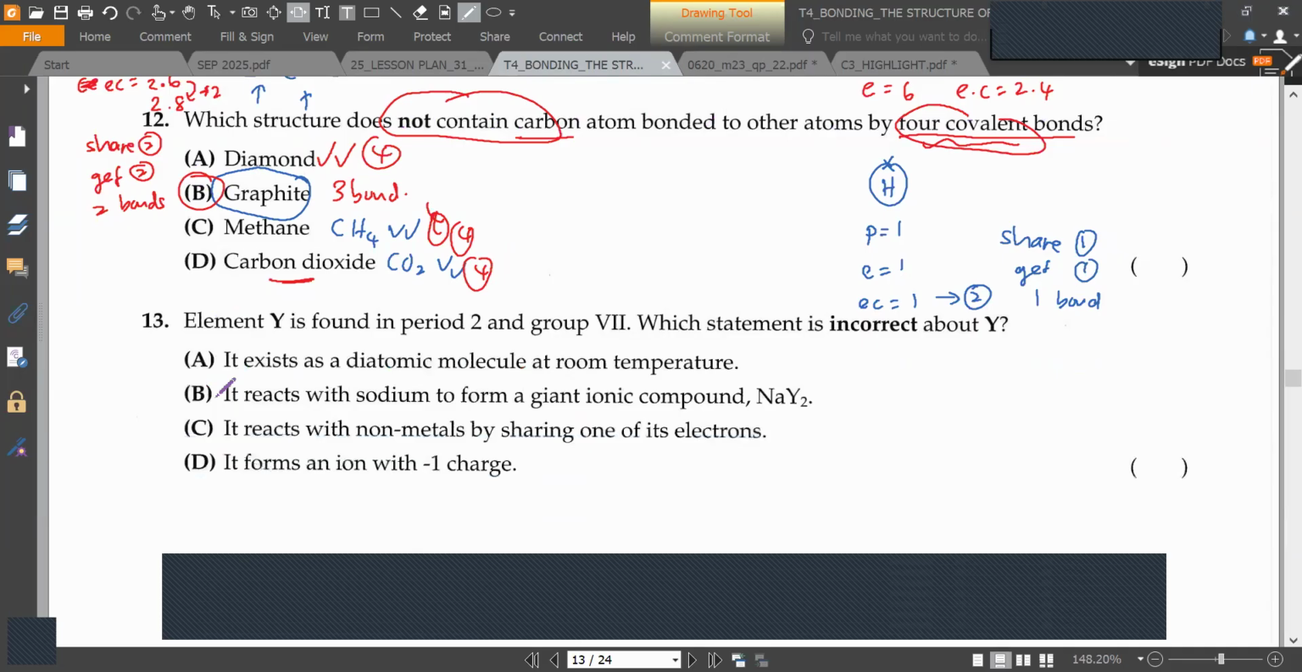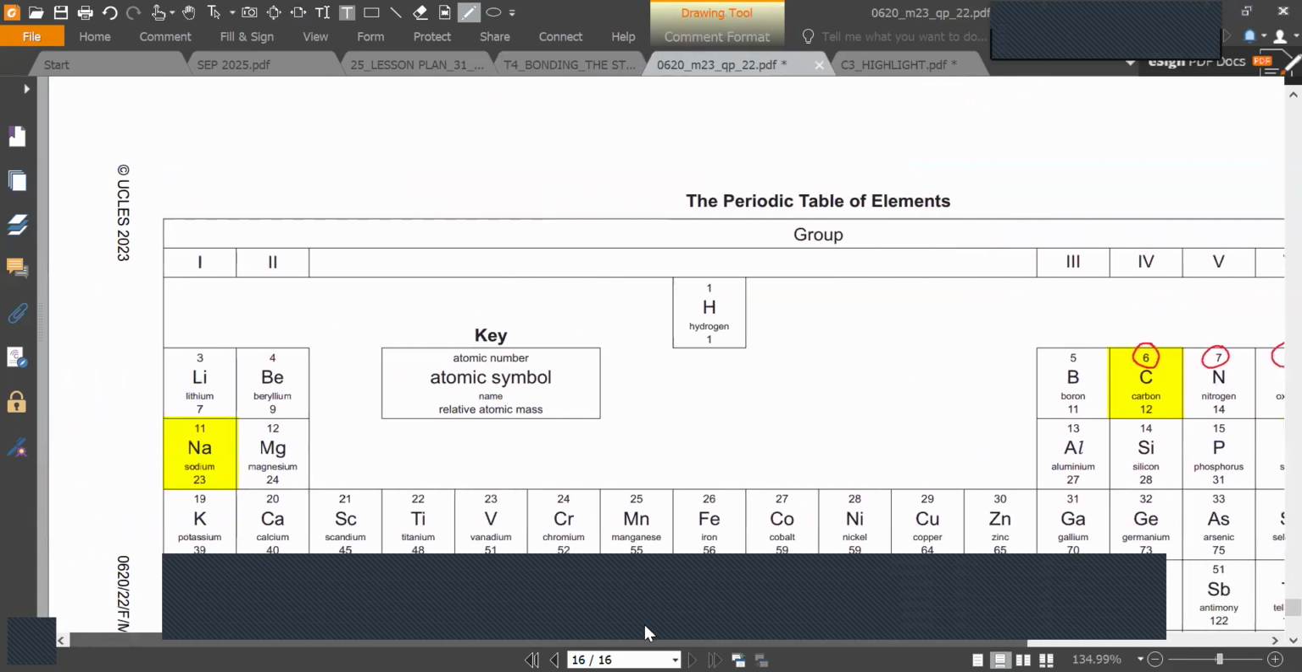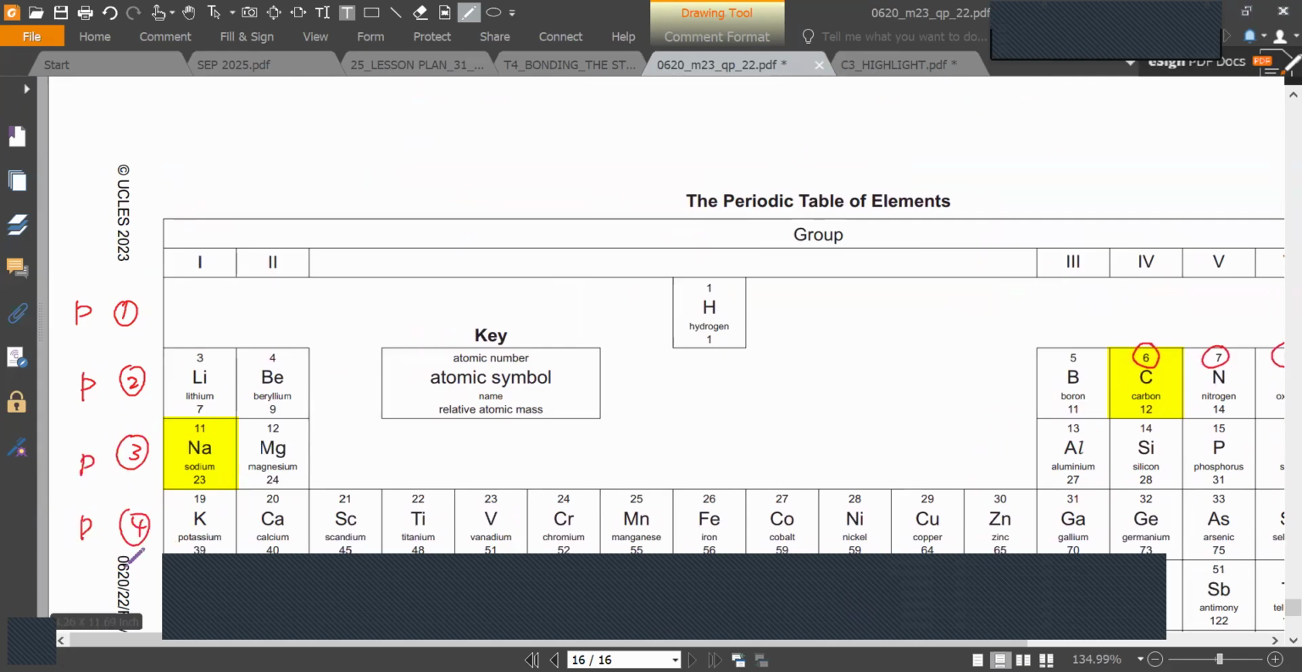Question 13. Element Y is found in period 2, group 7. So we'll take a look. The periods go like this: period 1, period 2, period 3, period 4, and so on.